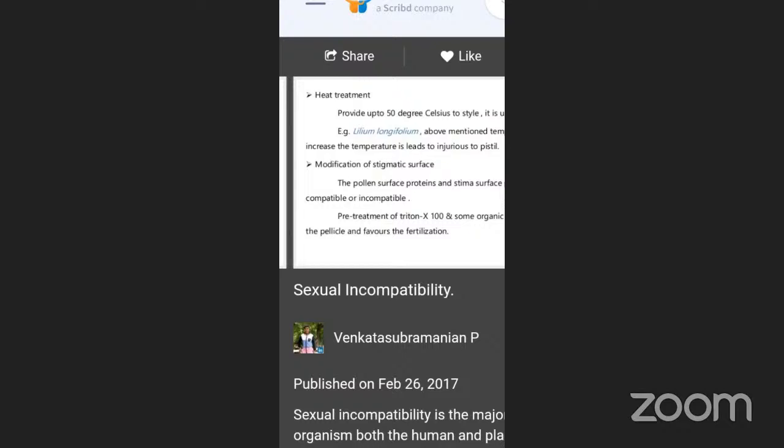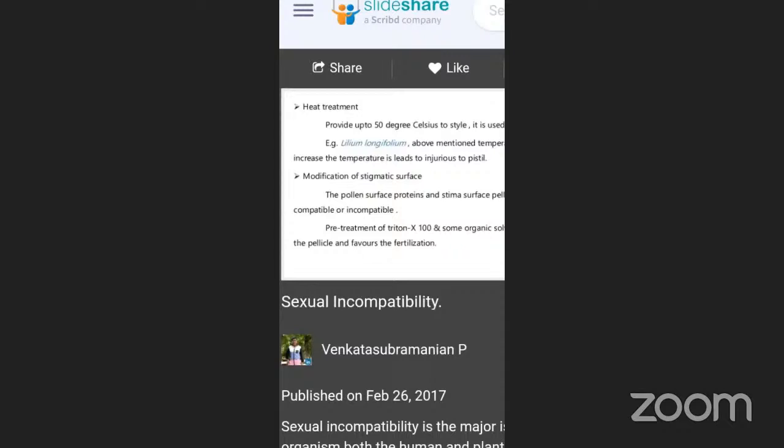So another method for test tube fertilization is in vitro fertilization. In vitro fertilization involves the culture of the pollen grains and ovules together on a suitable nutrient medium, achieving germination, pollen tube entry into the ovule, double fertilization, and development of the mature seeds.